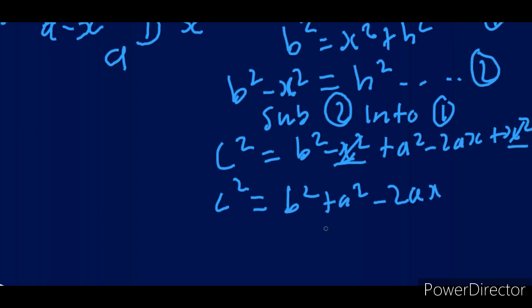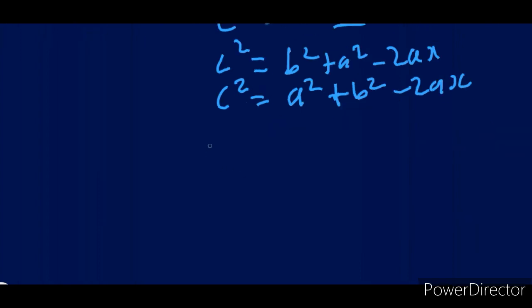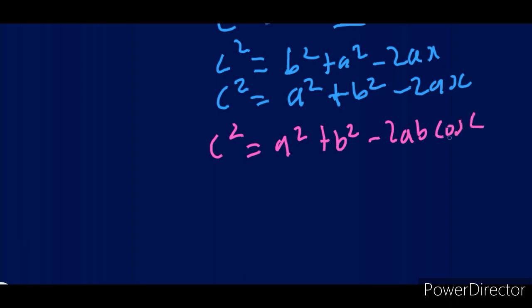We can even just rearrange it, because we know the cosine rule is a squared plus b squared, minus 2ax. So we just rearrange this. This looks like the cosine rule, because the cosine rule is c squared equals a squared plus b squared minus 2ab cos C. That's the cosine rule. The only difference is that here, instead of having b cos C, we've got x.